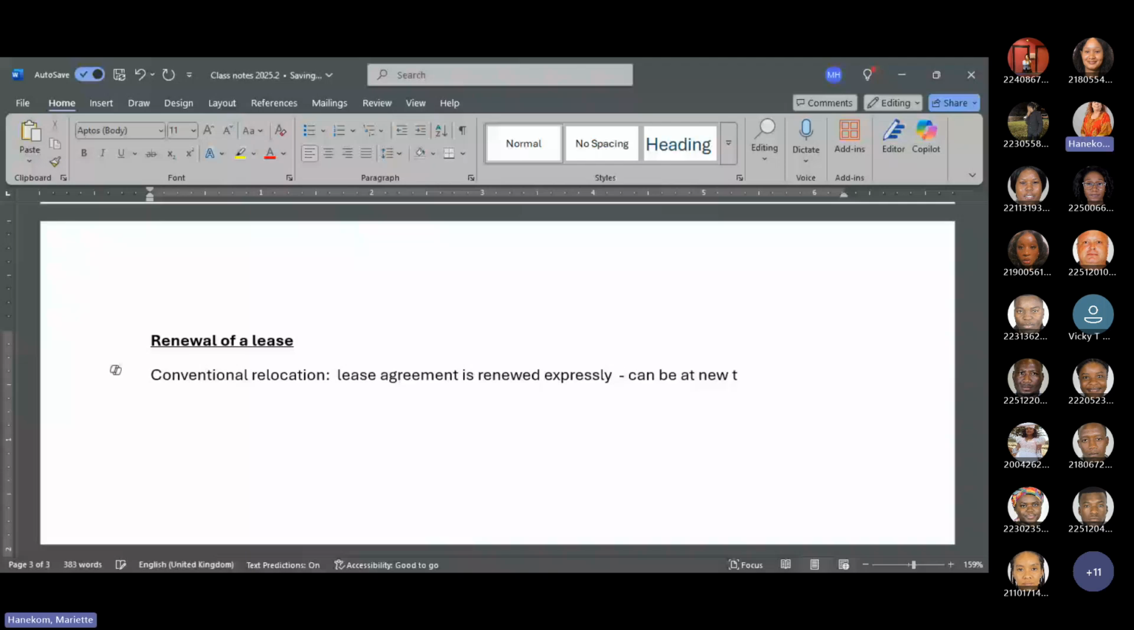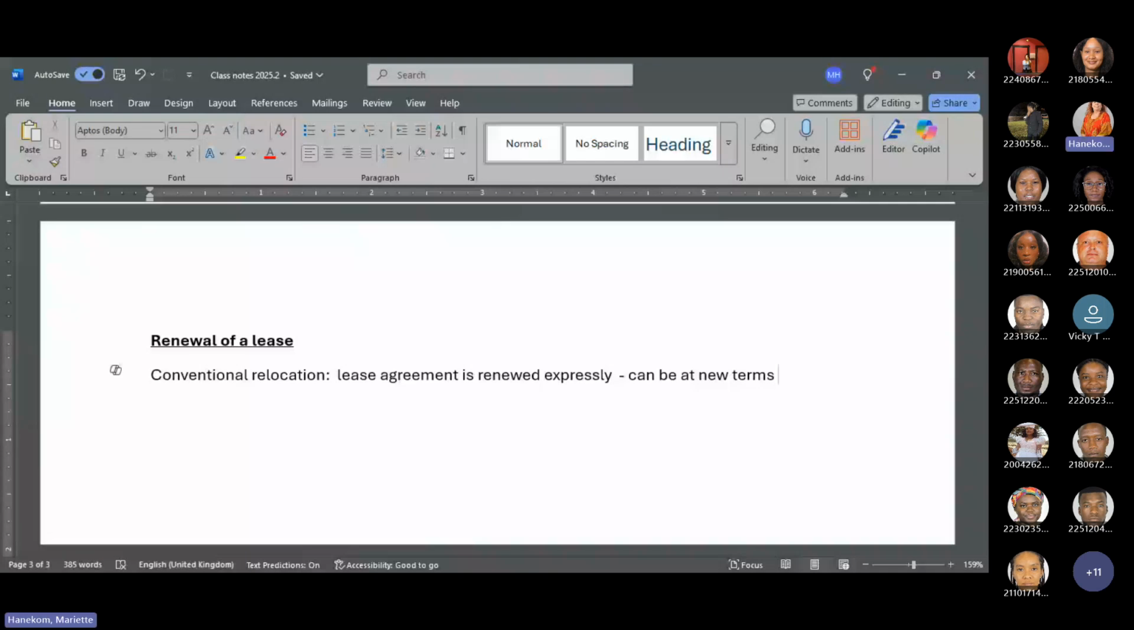it can be at new terms. You can renegotiate, for example, an increase in rental. This is what happens in most instances, that if you renew your lease, then the rental will increase by a certain amount or a certain percentage.